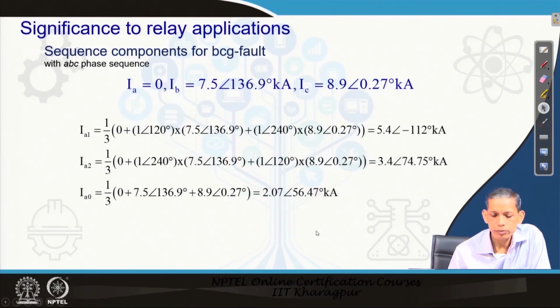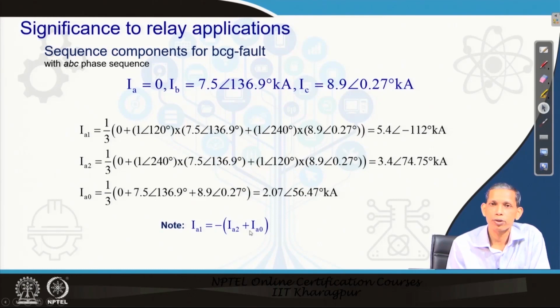For the BCG fault, B and C phases are involved with the fault, A is not, and it is involved with the ground also. So, by analyzing this we get I1, I2 and I0. I0 is also available here because ground is involved, and finally we conclude that I1 equals minus of I2 plus I0.